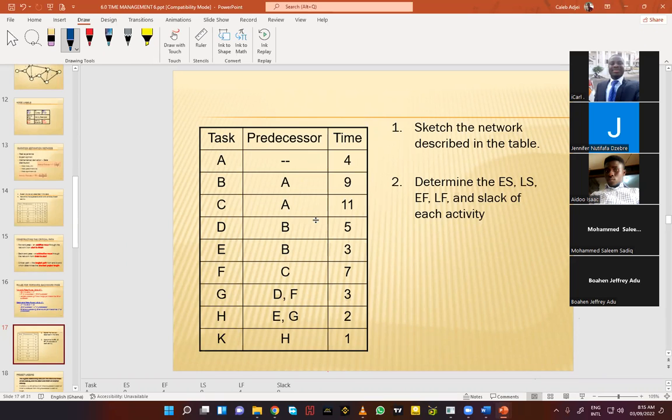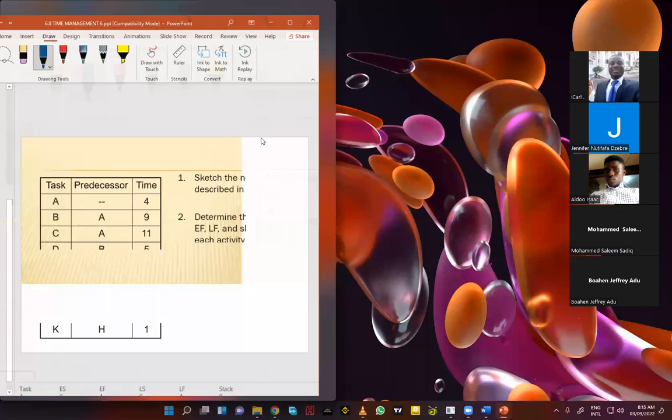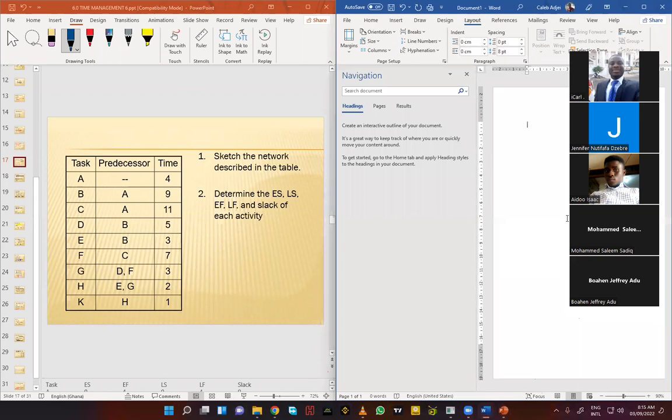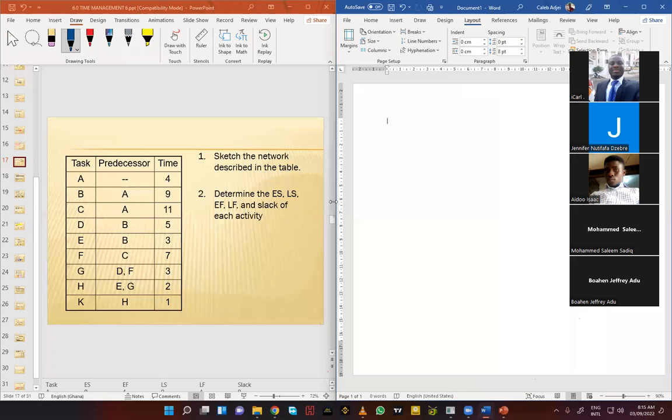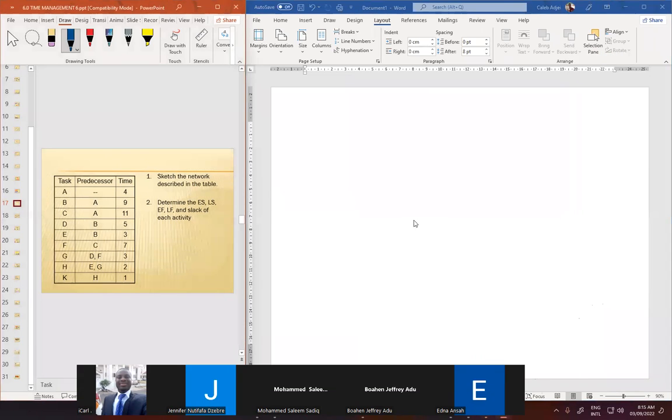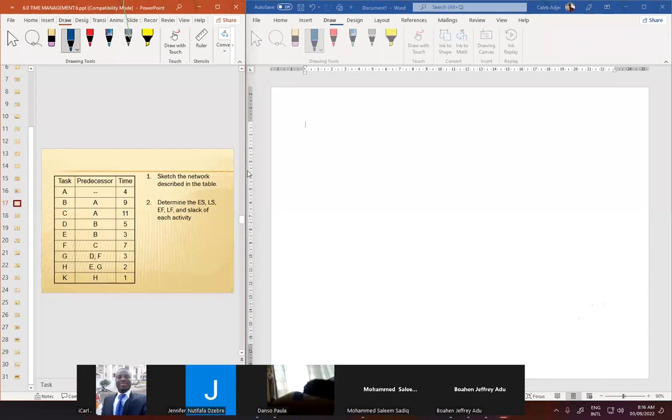Okay, so we have this table here, and let me do this here. All right, so I hope it is okay now. Please, I hope you can see my screen, or is it too small? The way I've made the screen, is it too small? Please, can you hear me?